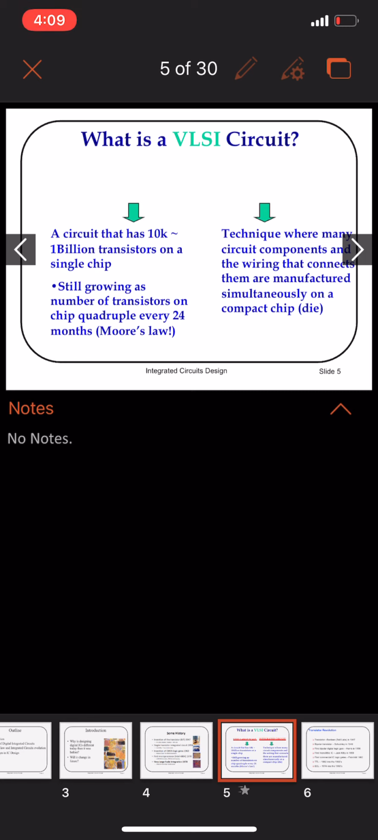So what is a VLSI circuit? You know that VLSI stands for very large scale integration. A circuit that has 10K to 1 billion transistors on a single chip is included in VLSI design, and it is still a growing number of transistors on chip. An integrated circuit is basically a technique where many circuit components and the wiring that connects them are manufactured simultaneously on a compact chip or die.